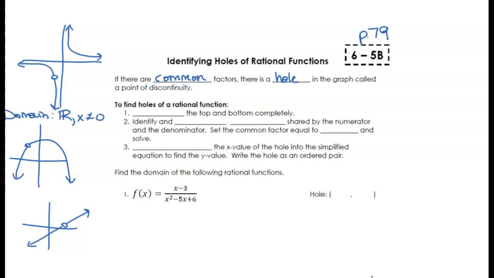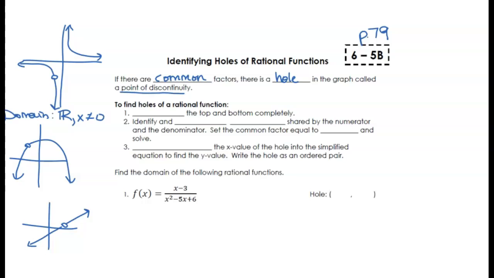That hole is called a point of discontinuity. Can you say point of discontinuity? Say it again. Point of discontinuity. Right. What does the prefix dis mean? And continuity is the adjective form of the word. Sounds like it, doesn't it?